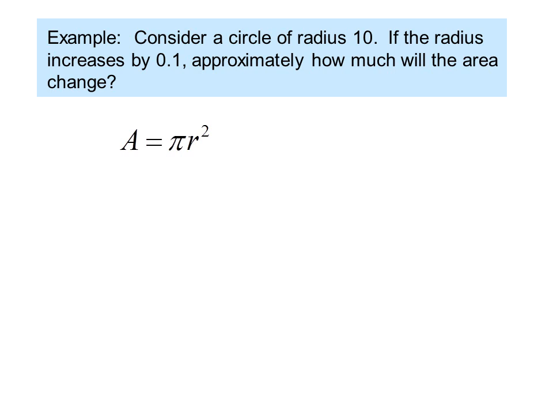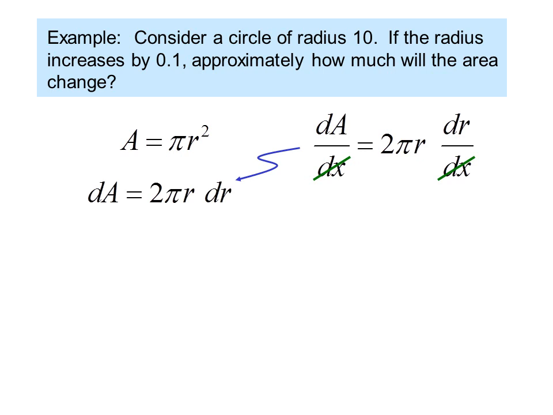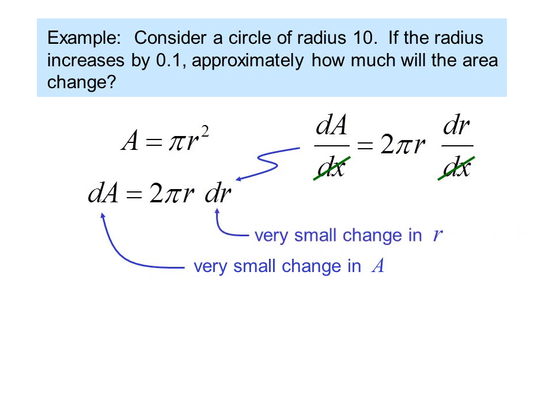We start with the equation A equals pi r squared, which relates the radius to the area. We take the derivative of both sides, and this is one of those times when we consider the derivative to be a division, so we can multiply both sides by dr. This gives us dA equals 2 pi r dr, where dA is a very small change in A, and dr is a very small change in r.